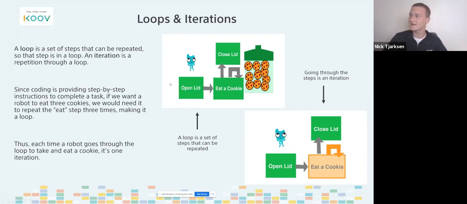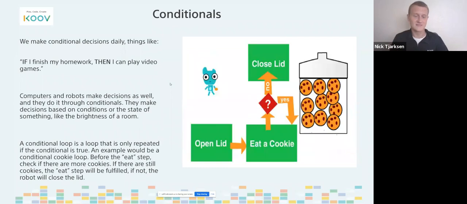All right, on to the next one. Conditionals. We do these every day. These are making decisions. These are if-then statements. If I finish my homework, then I can play video games. If I go for a run this morning, then I can have a donut for breakfast. So computers need these to make decisions as well. And again, this is something that we interact with on a daily basis without you even knowing.